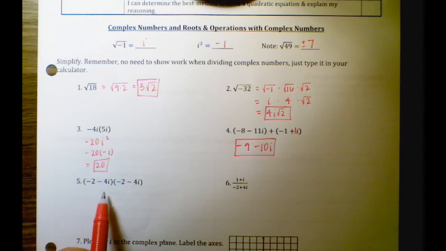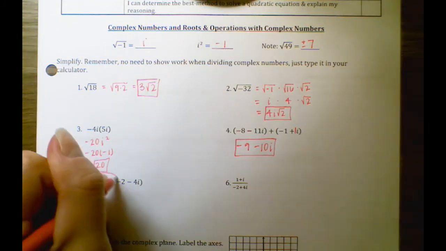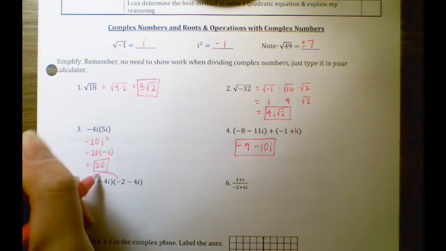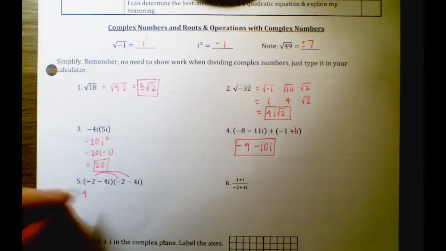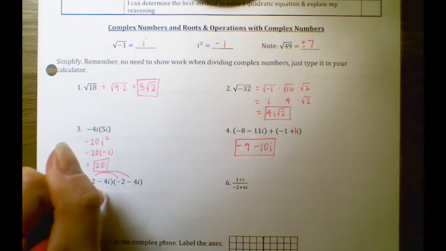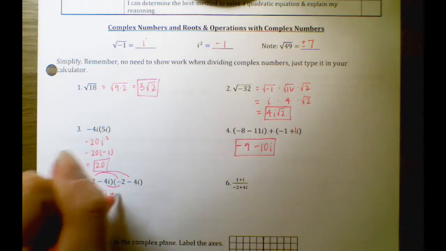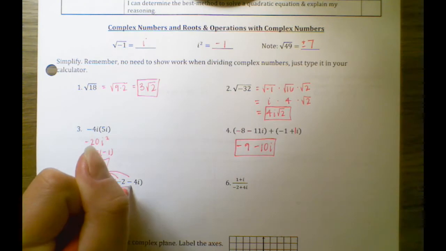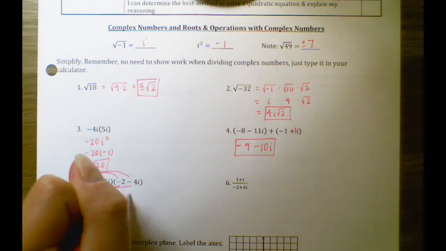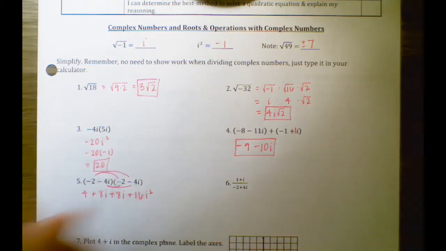All right, over here, again, we're multiplying. So you're just going to distribute. So -2 times -2 is positive 4. -2 times -4i is positive 8i. -4i times -2 is positive 8i again. And -4i times -4i is positive 16i squared.